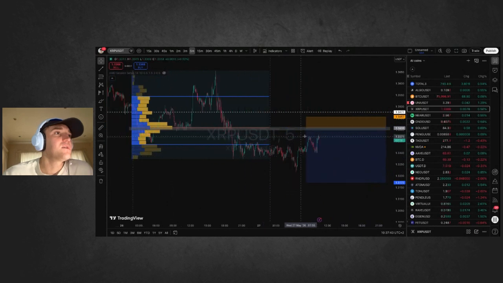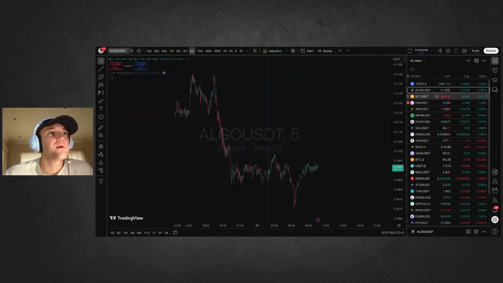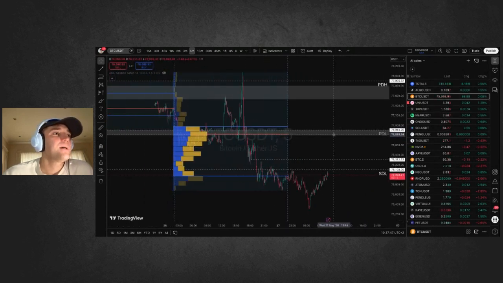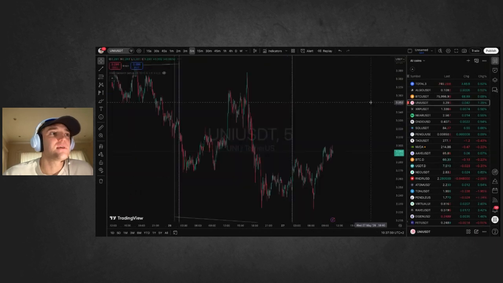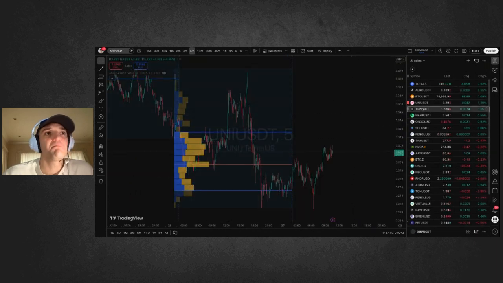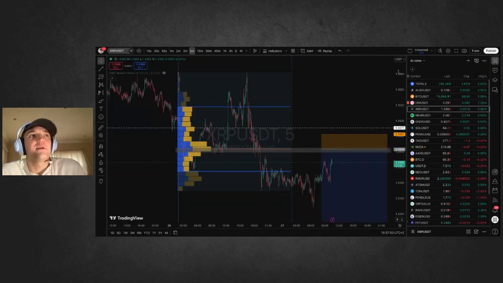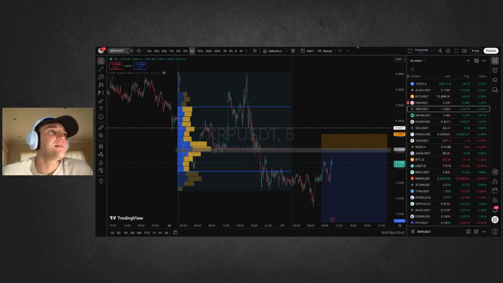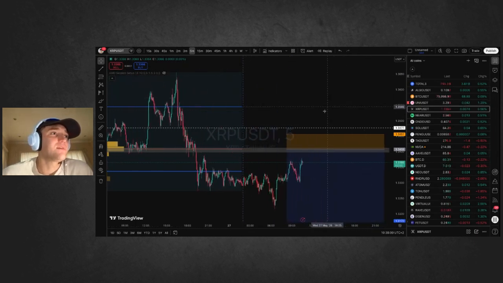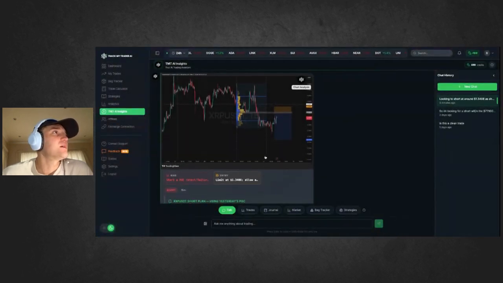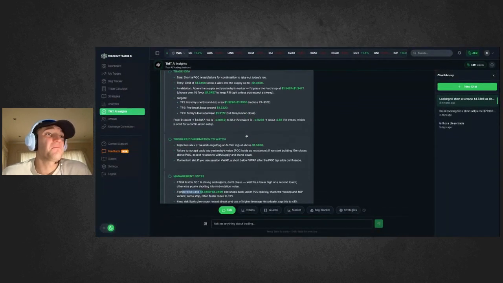So definitely looking to short this zone over here with Bitcoin coming down as well. It's just not looking good there in terms of the market. So overall, that's kind of the idea for the bias on XRP, just waiting to see if we can get rejection. But it's cool how you can literally just chat to TMT AI insights to get all of this.